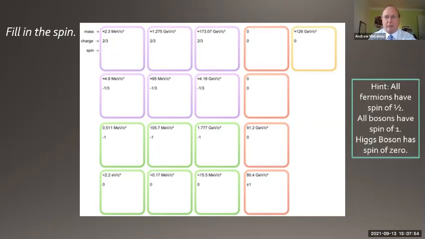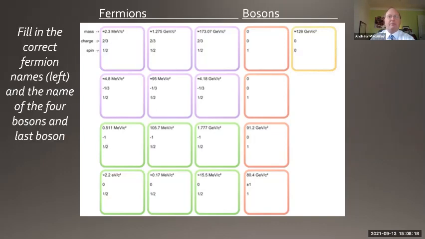Now we fill in the spin. Now, the spin, just to give yourself a conceptual understanding, think of a spinning top. Sometimes they spin one way, sometimes they spin the other way. So all fermions have a spin of 1/2, all bosons have a spin of 1, and the Higgs boson has a spin of 0. And here they are.